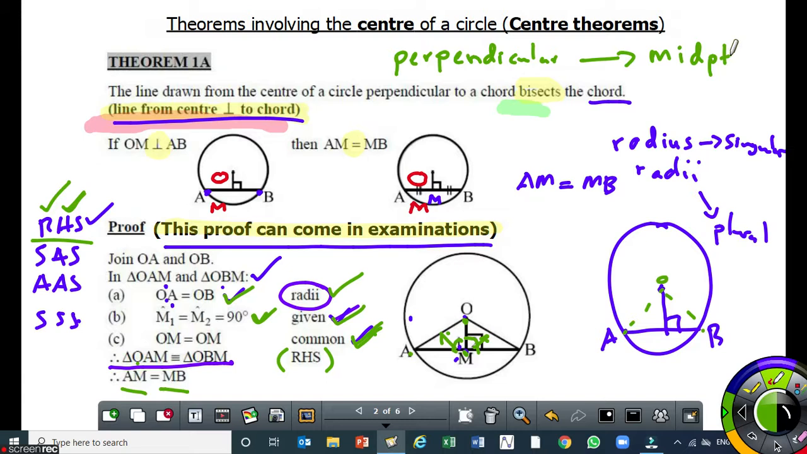But this is the same thing. So, I'm talking about the original theorem. I'm coming to the converse. I'm trying to simplify the original theorem. The line must be perpendicular, therefore it passes through the midpoint of the chord. That's where this word bisects comes in.